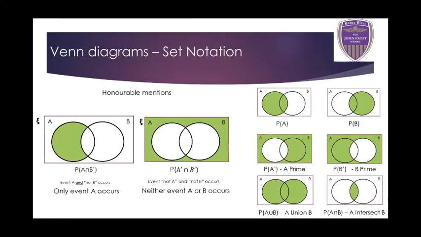And for the second one, we've got A prime intersect B prime. And again, if you were to read this one out, it literally is event not A and not B occurring. So it's the overlap or the intersect of not A and not B. So that is everything except A and B, so neither event A or B occurs. Okay? So let's have a look at some example questions for finding probabilities with Venn diagrams.